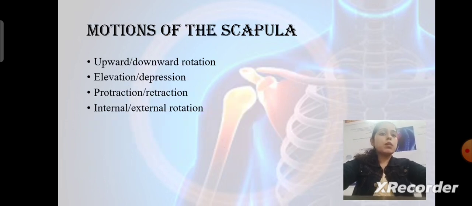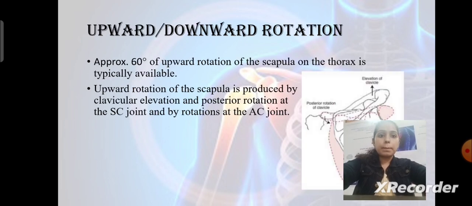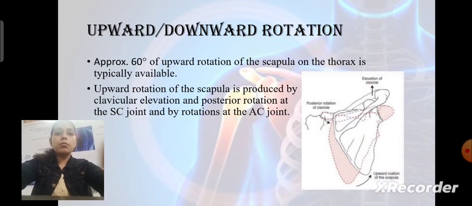The motions of the scapula include upward and downward rotation, elevation and depression, protraction and retraction, and internal and external rotation. Okay, first is upward and downward rotation. Approximately 60 degrees of upward rotation of the scapula on the thorax is typically available, and the upward rotation of the scapula is produced by clavicular elevation and posterior rotation at the sternoclavicular joint and by rotation at the acromioclavicular joint.